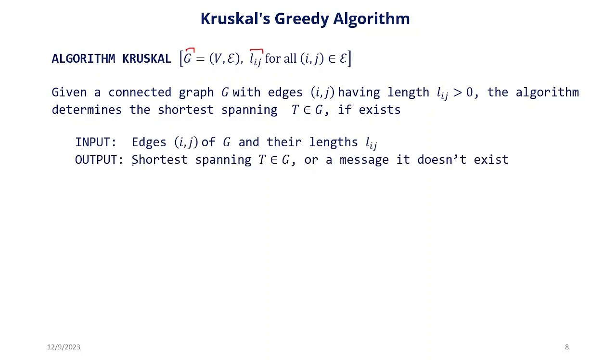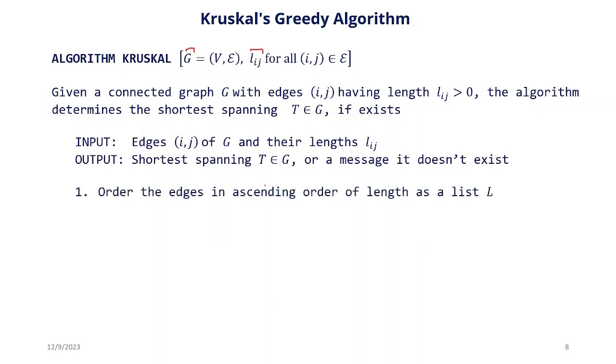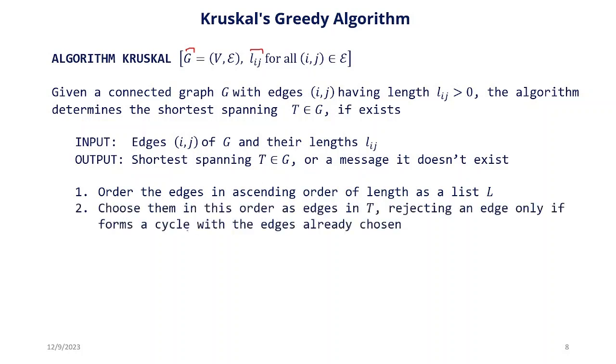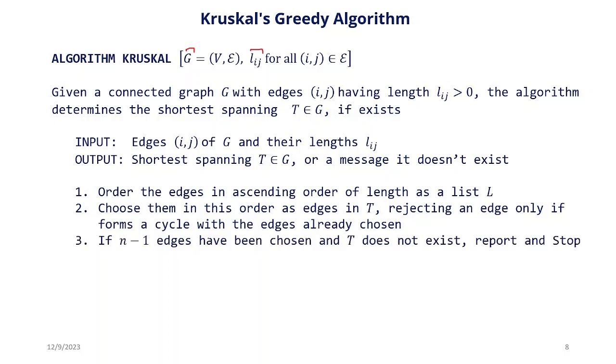The output is the shortest spanning tree T in G, or a message that says it does not exist. First step, order the edges in ascending order of length as a list and choose them in this order as edges in T. You will only reject the edge if and only if the edge forms a cycle with the edges already chosen.